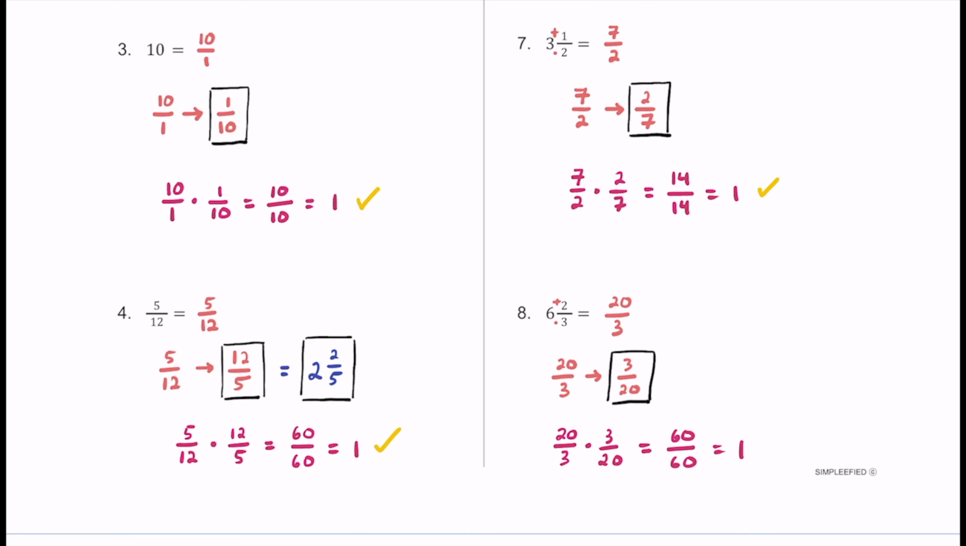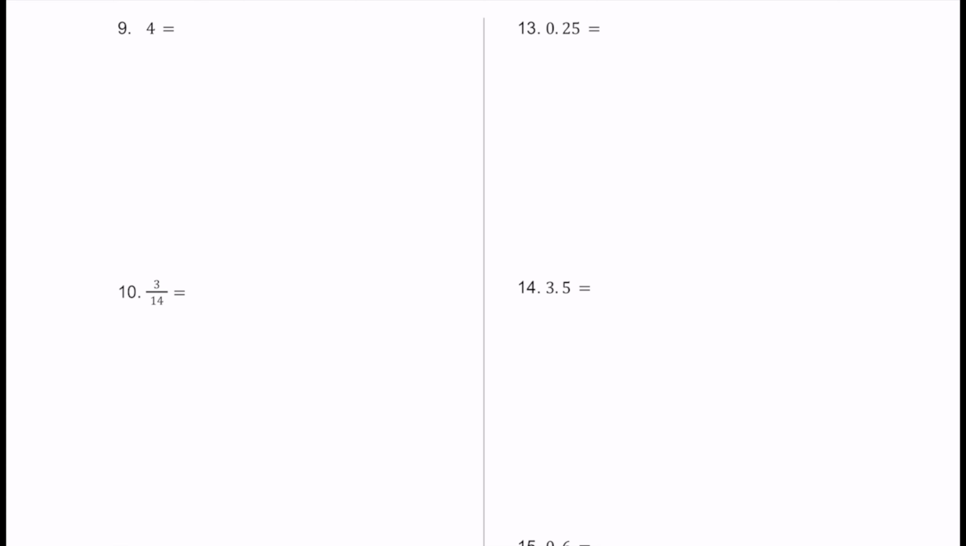60 over 60 is equal to 1, so this does equal 1 when you multiply the original fraction with its reciprocal. For number 9, we have a whole number of 4. So how do you rewrite whole numbers as fractions? Well, 4 over 1 is going to be the same thing. So here we have 4 over 1, and if you want to find the reciprocal, you can flip it upside down to make it 1 over 4.